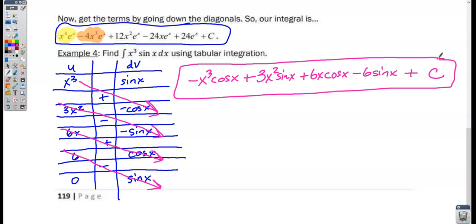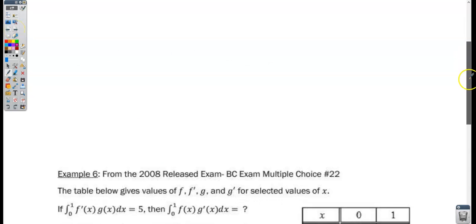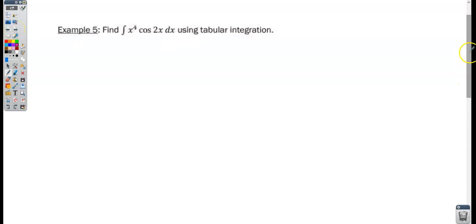So organizing it this way can save us a whole lot of writing, and it's a reasonably simple method for finding these integrals when we're using multi-step integration by parts. Alright, let's go on. I've got an example 5 and an example 6 here yet. Alright, so example 5, integral of x to the fourth cosine of 2x.